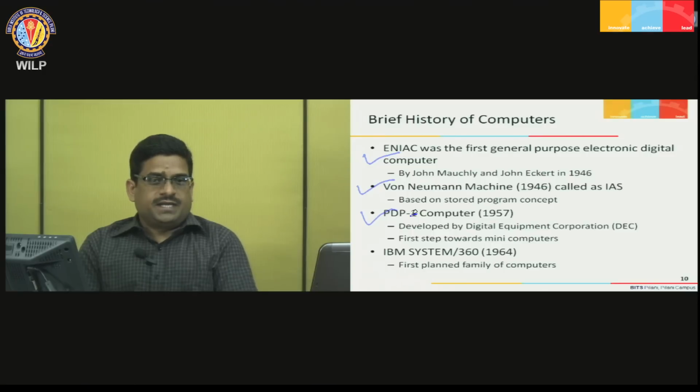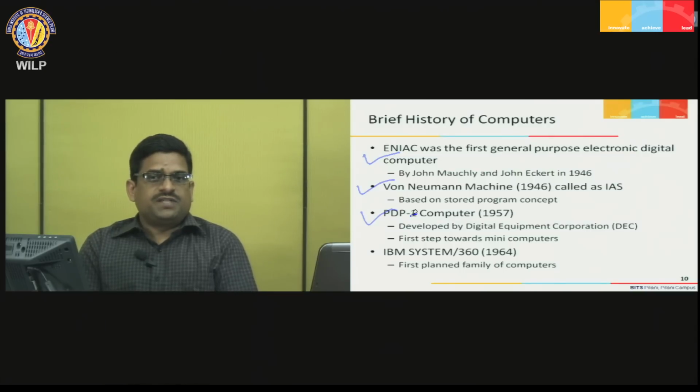So, let us say Intel architecture. Here it is IBM architecture. It means there is a family of computers, not only a single computer. They followed some basic principles. So, if a computer belongs to a particular family, it means certain things are similar.